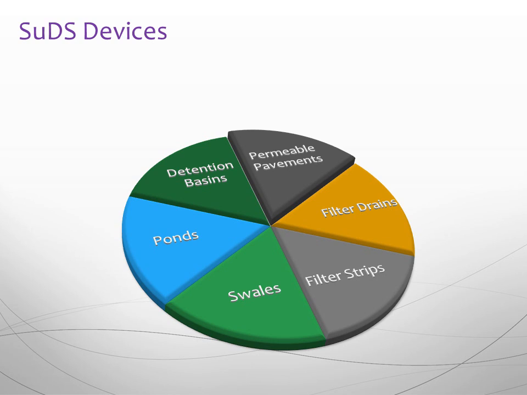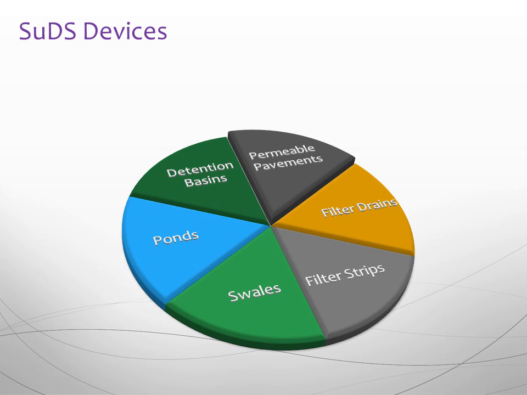Types of SuDS device will often depend on the level of treatment, ground conditions, amount of water to be treated and the size of the site. Small residential sites will only normally require the first level of treatment, so filter drains, filter strips or swales might be adequate for source control. Large developments may need both source and site controls, so detention basins and ponds might be required for the site control.